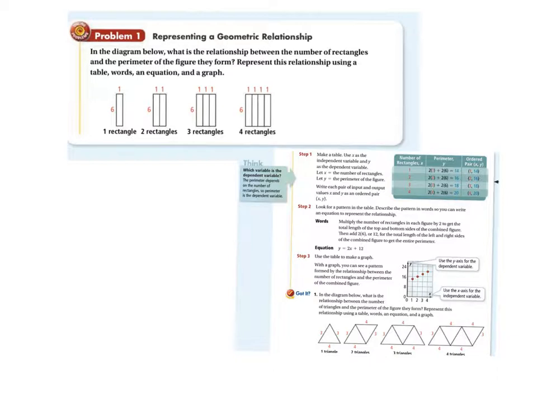So looking for patterns. In the diagram below, what is the relationship between the number of rectangles and the perimeter of the figure they form? Represent this relationship using a table, words, an equation, and a graph.